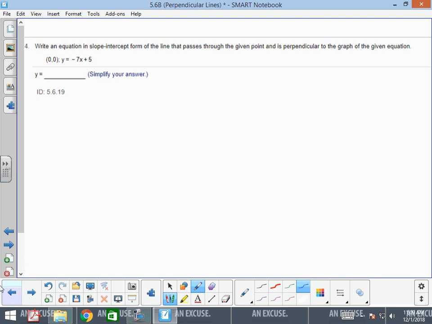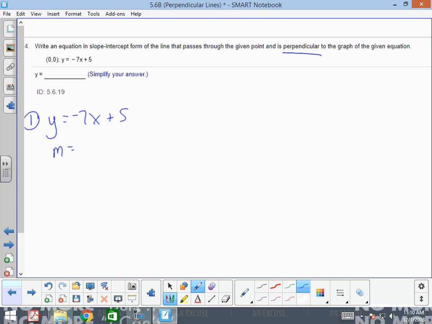Now let's look at writing equations again. When we write equations, we want to look and see, do we have the slope that they want us to have? So write an equation, slope-intercept form, of the line that passes through the given point and is perpendicular to the graph of the given equation. So that means we need to find the slope of the given line, which, since it's solved for y, is -7. But we're going to flip it and change its sign. Now there's a little symbol for perpendicular. It's an upside down T. So the perpendicular slope is where you flip it and change its sign. So it's 1/7.